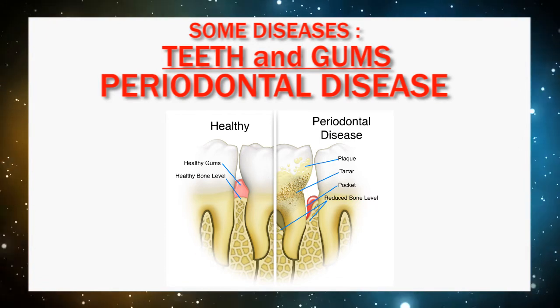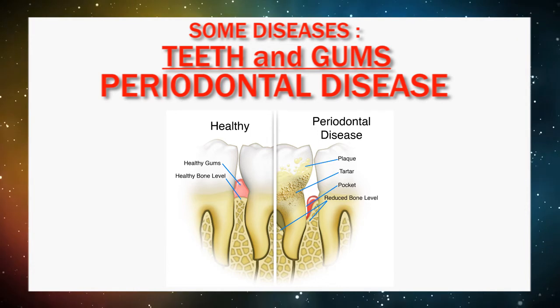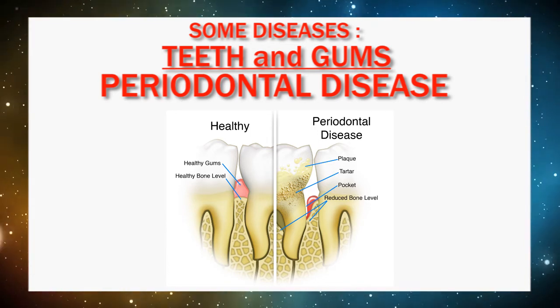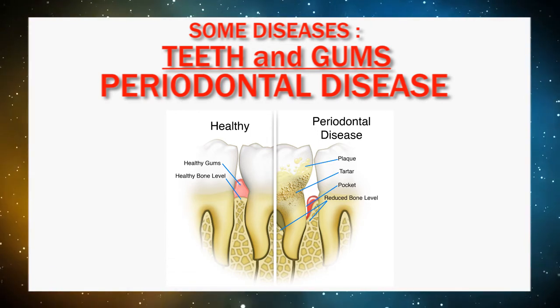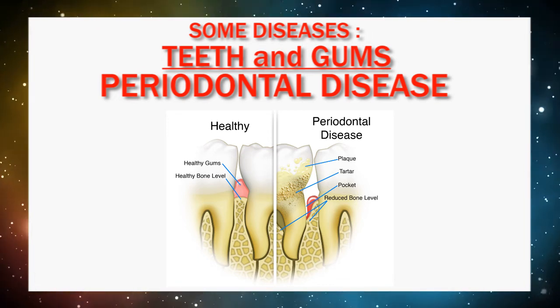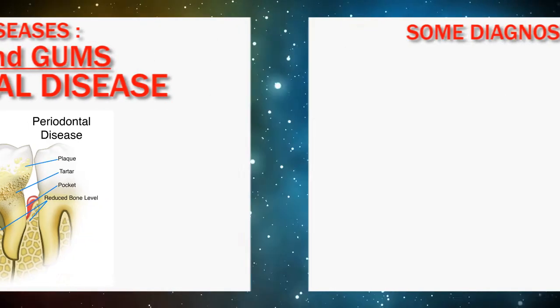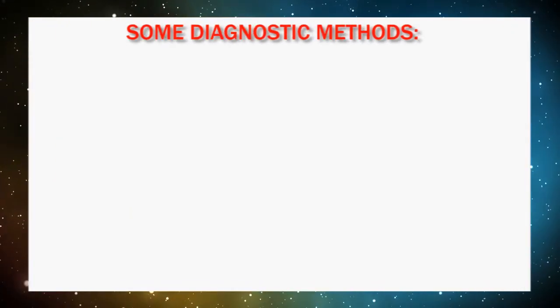It's like when you have a nest with an egg. If the nest gets too shallow, the egg will fall out of the nest. Periodontal disease does the same, loosening the tooth, which eventually falls off. Now we're going to mention some diagnostic methods.